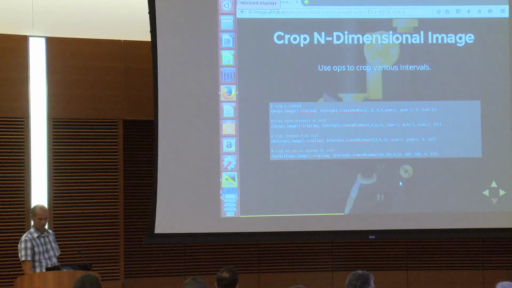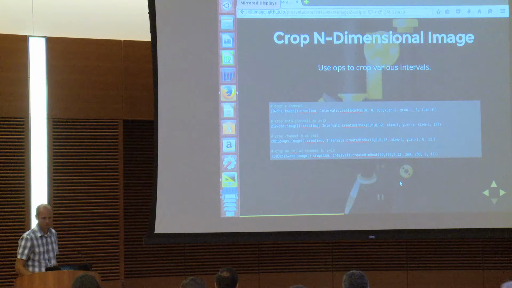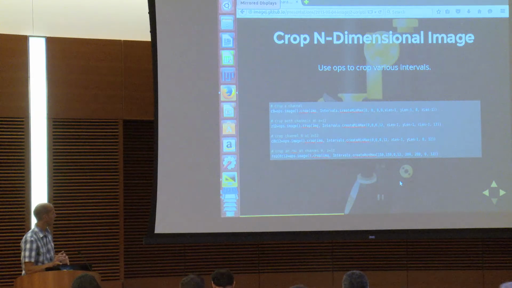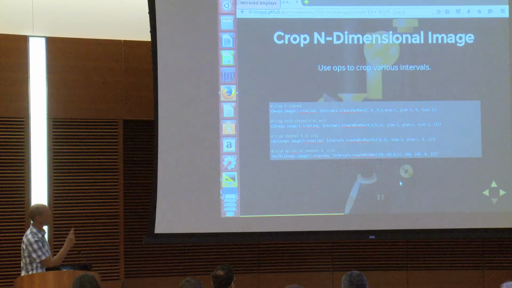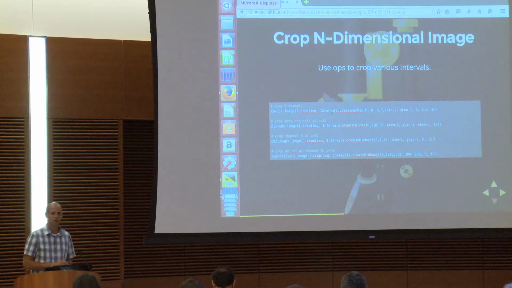So then the next step of this script is that we actually use ops to crop the data. If you look at this call, you'll see that we're passing this crop function an image, but we're also using a utility to create a very simple ROI. Intervals.createMinMax takes a starting point and an ending point and creates an ROI, then the crop function will extract that ROI.